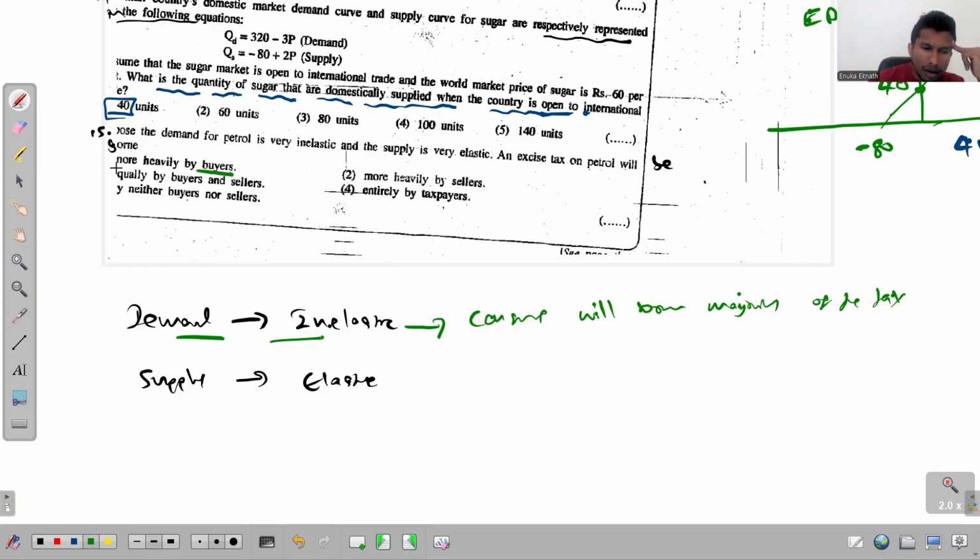Borne heavily by buyers, that answer is 100% true. We don't need to even look at the other answers.